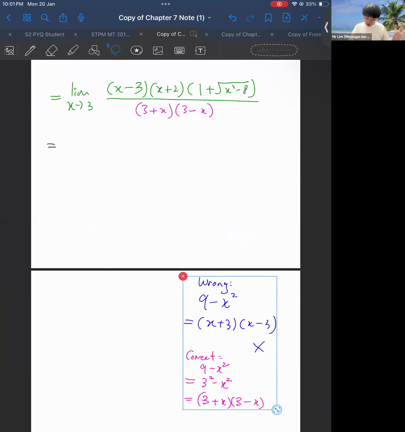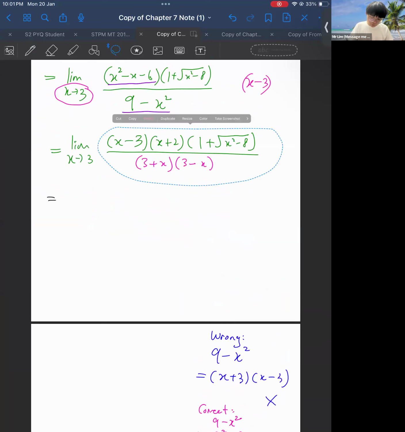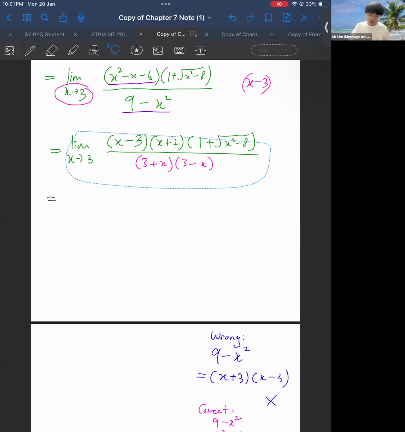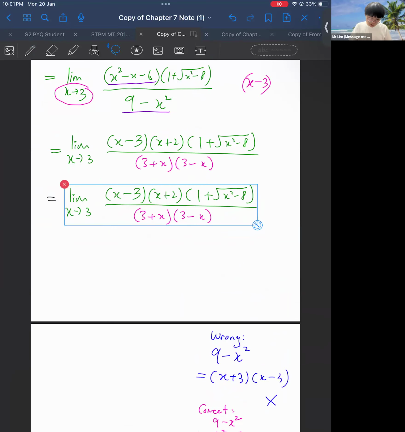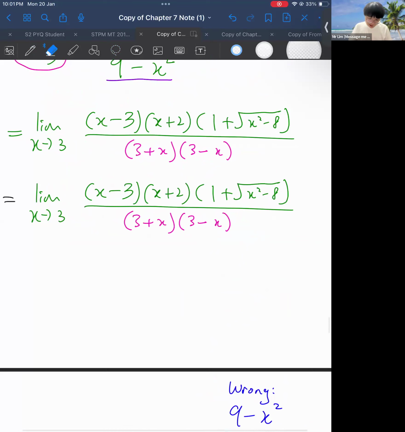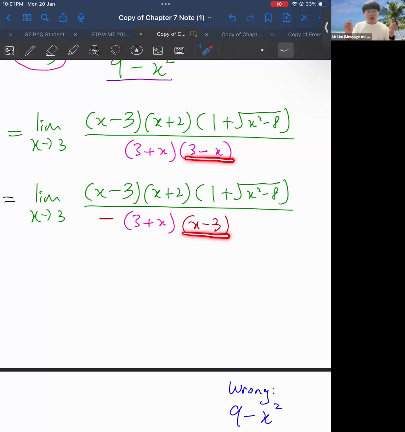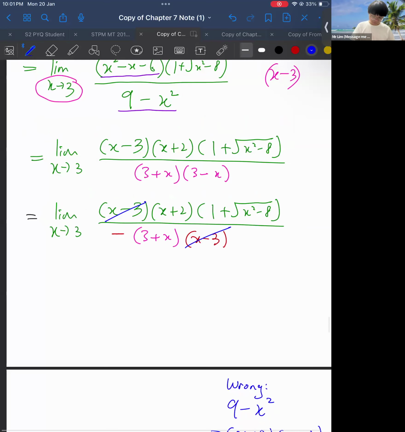When you do that, please show it really well. I just copy and paste here because most of it is the same, only I want to take out a negative from here. 3 minus x becomes x minus 3, but I take out a negative. You understand? If you bring a negative out, you flip it: a minus b becomes b minus a. So now I can cancel, cut and cut.